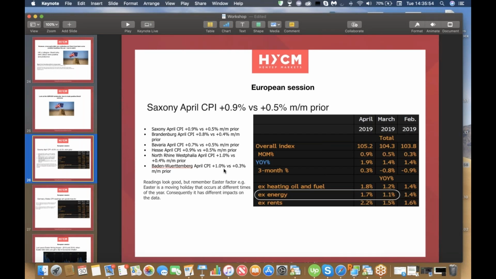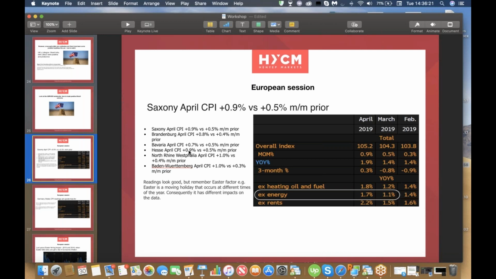In the European session, we also had some German inflation data. That's what all this detail is here. You see Saxony, Brandenburg, Bavaria, North Rhine-Westphalia. All of these areas are German regions. So a lot of these German regions released their own individual CPI data. They came out in the European session, and it was pretty good.